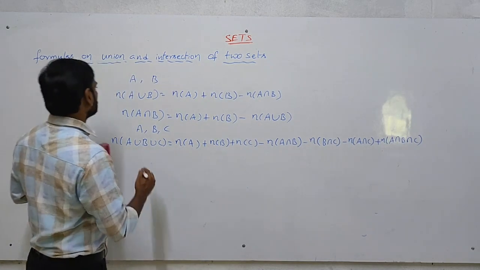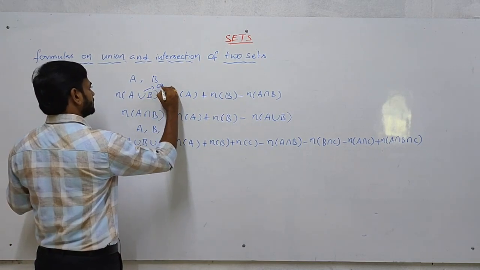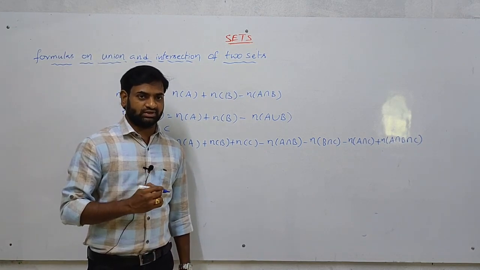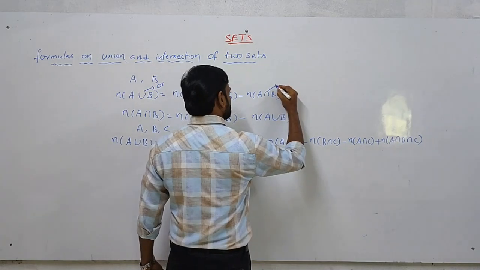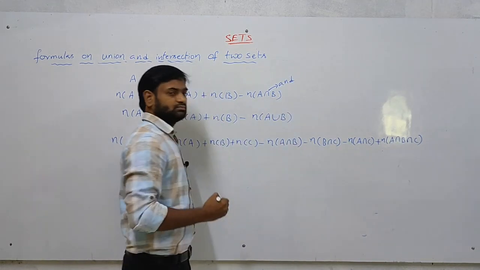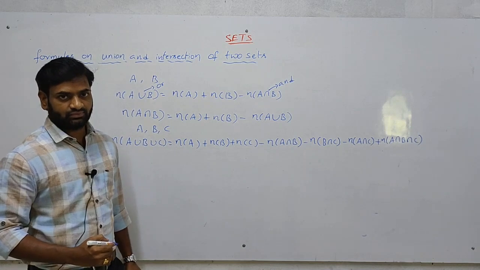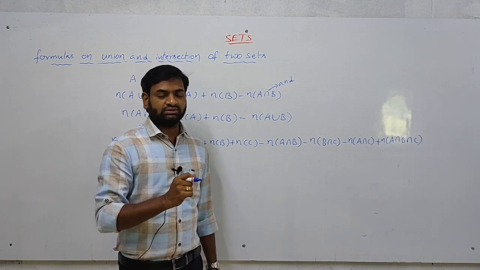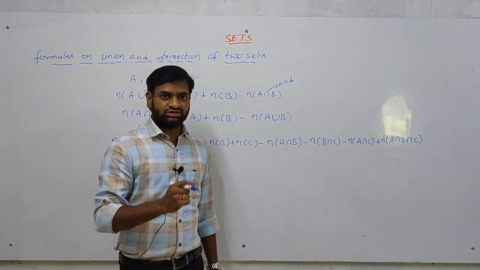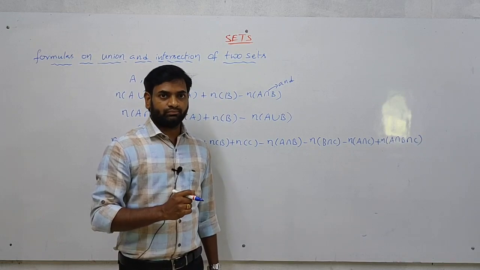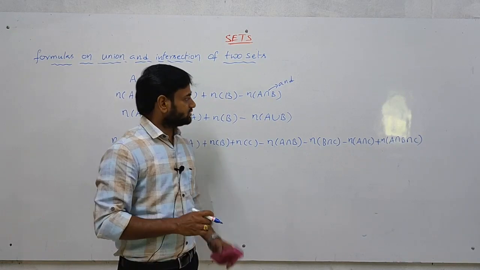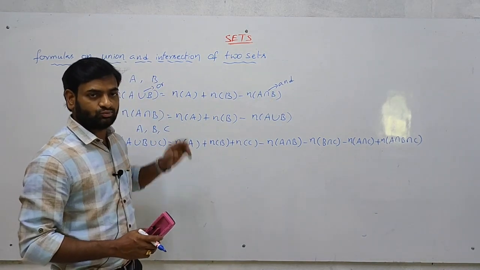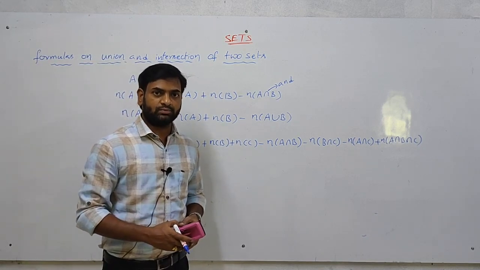Here remember one point. Union means OR, and intersection means AND. In the question, if you see the term AND, that means it is intersection. If you see the term OR, then it means union. So intersection means AND, union means OR. Remember, it is most important to solve upcoming problems.